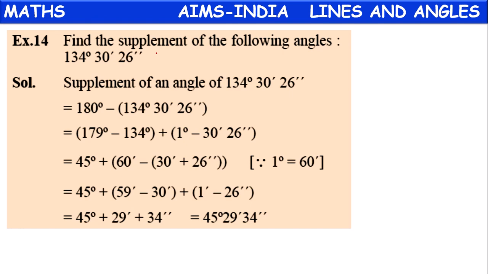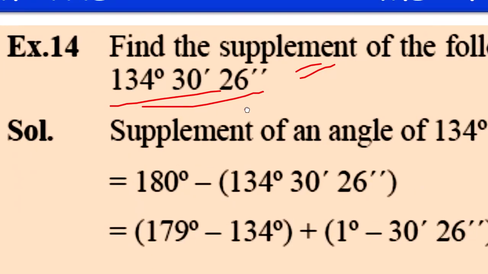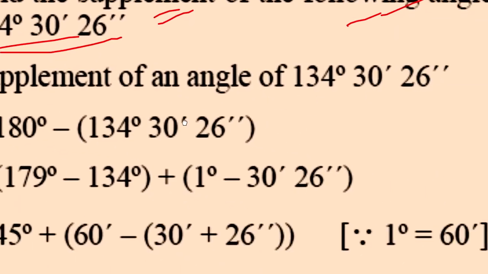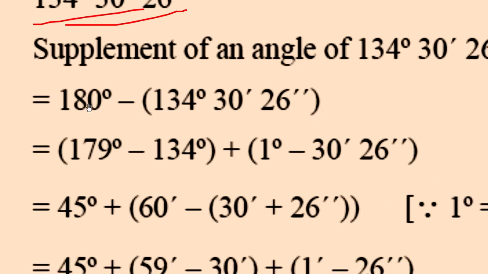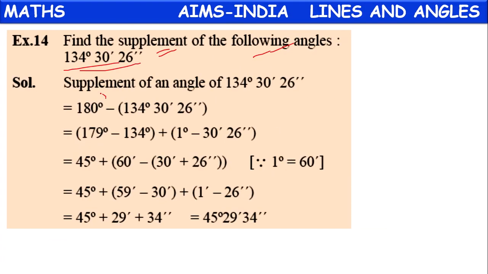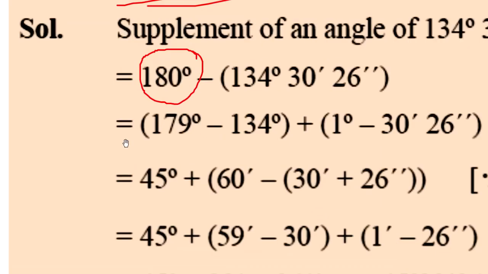Next, children, find the supplement of the following angles. We have to find the supplement. Supplement means 180 minus the given angle. So 180 can be written as 179 degrees plus 1 degree.